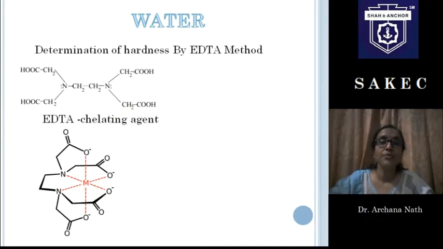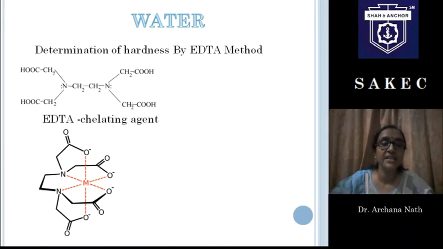So today what will we learn? We will learn how to determine hardness by the EDTA method. So this one is EDTA, ethylenediaminetetraacetic acid. We generally use the disodium salt of this EDTA for our purpose. It's known as complexometric titration, where EDTA is a chelating ligand. It's a chelating agent. It forms a very stable complex with the metal cations.